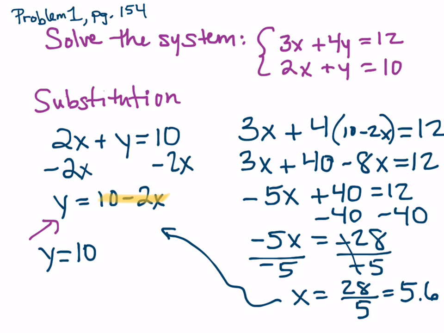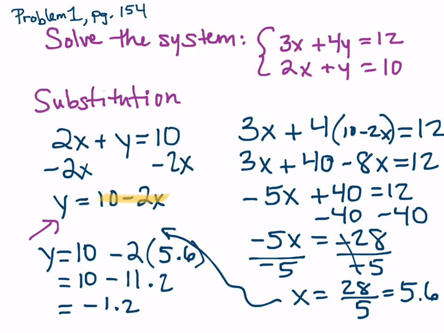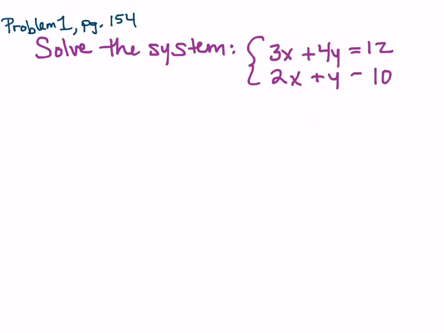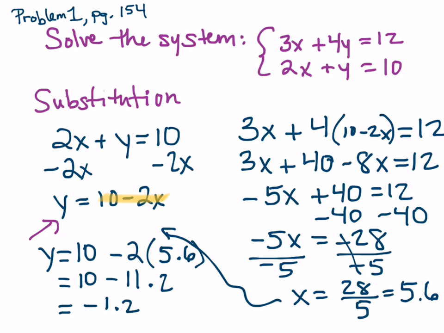So we have y equals 10 minus 2 times 5.6, or the fraction form. That's 10 minus, and 5.6 times 2 is 11.2. Then 10 minus 11.2 is negative 1.2. So we have our solution, negative 1.2 for y and 5.6 for x.